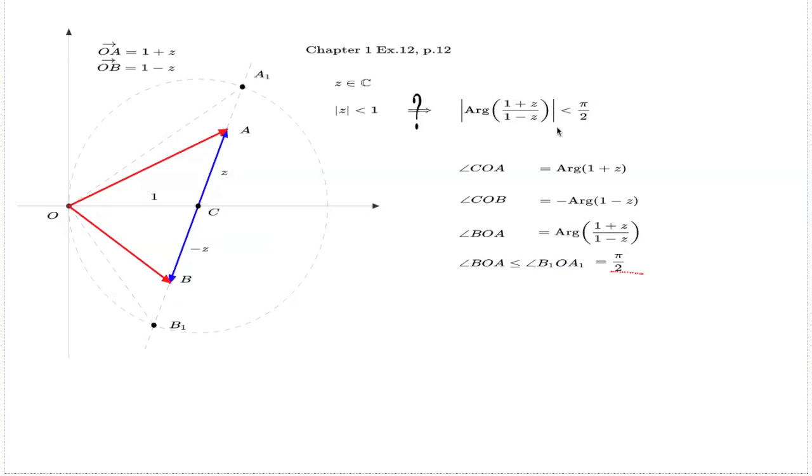We needed to prove here that the argument is less than pi on 2. This is the same as angle BOA less than pi on 2, and that's how we see it. Then the question is done.